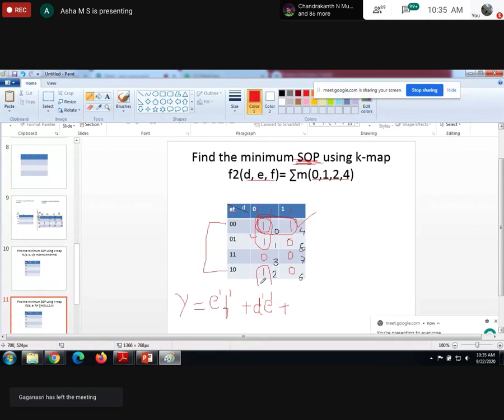Plus, now I am writing for this pair. D will be as it is. The value of D is 0, so D bar. When you fold these two, E is differing. So E will get cancelled, left with F. Value of F is 0, so that is F dash.